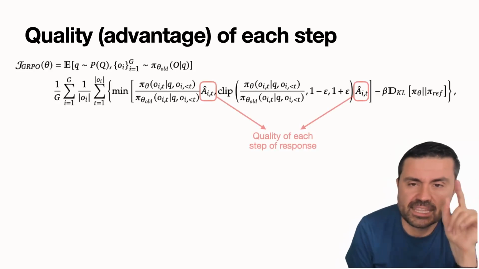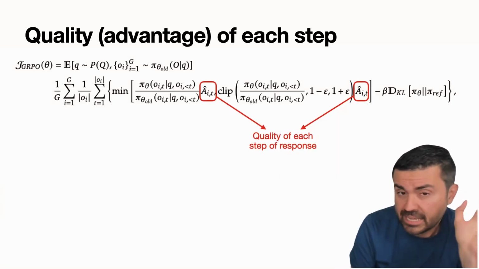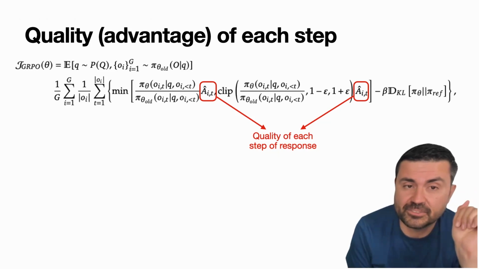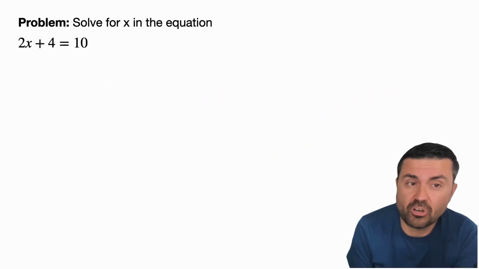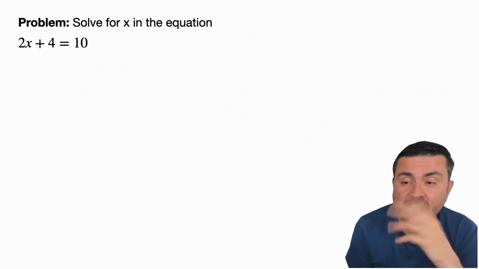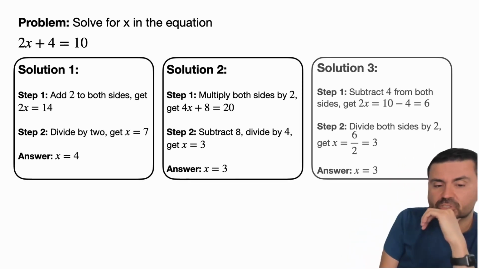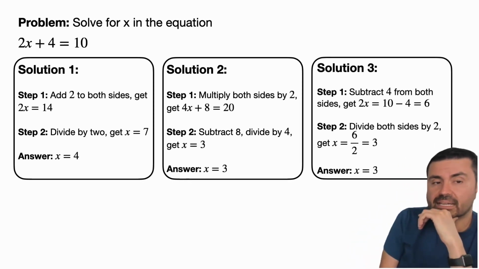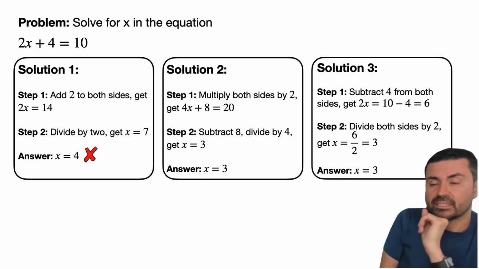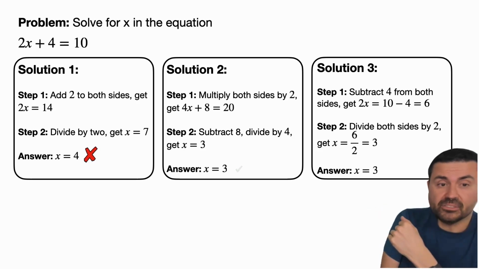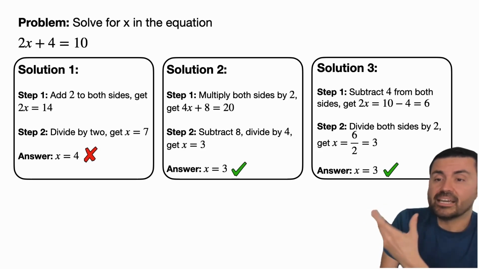So this is this one over here. And let's forget about the hat. I'm going to tell you what AIT is first. We're going to go back to our problem. Solve 2x plus 4 equals 10 for x. Now, we're going to have, again, solution 1, solution 2, and solution 3. And let's remember that solution 1 is incorrect for the answer, and solutions 2 and 3 have the correct answer.